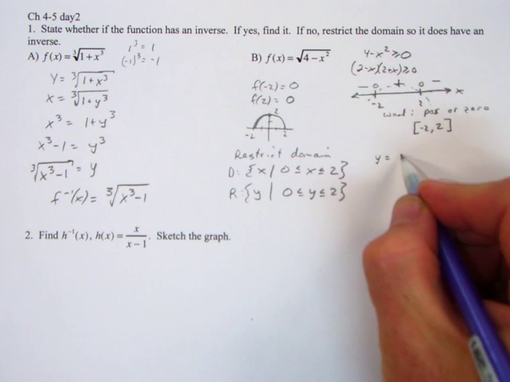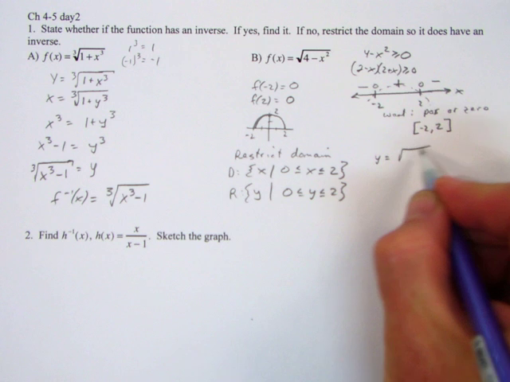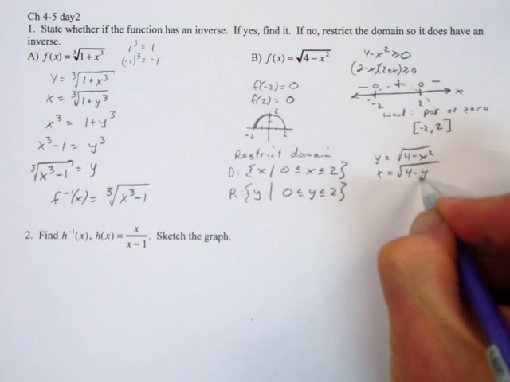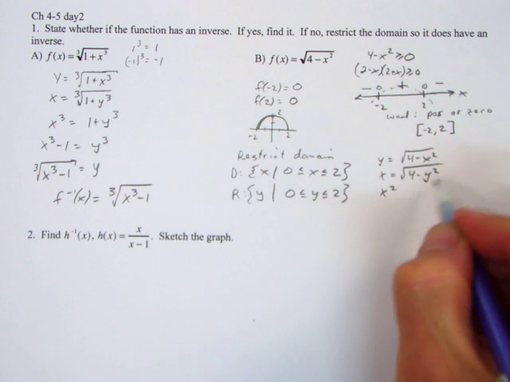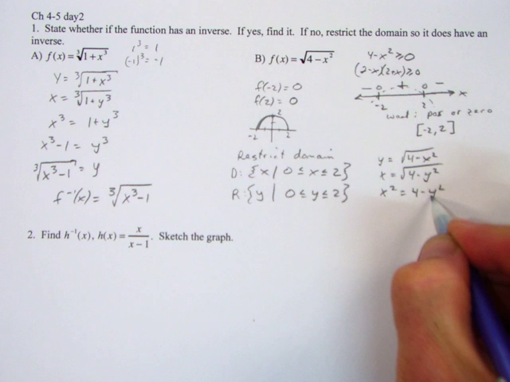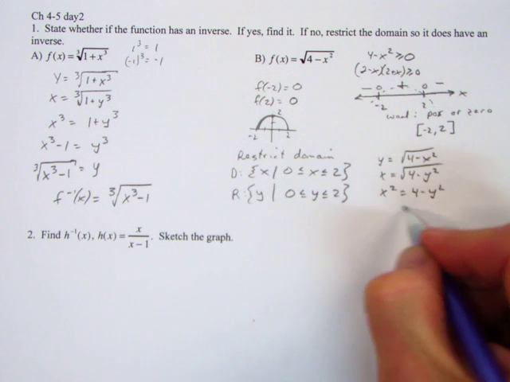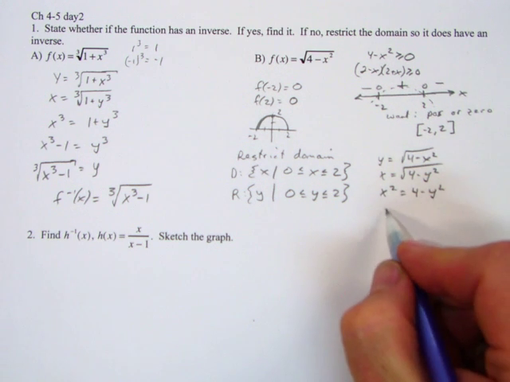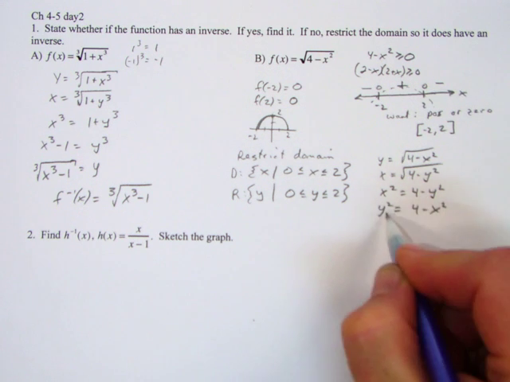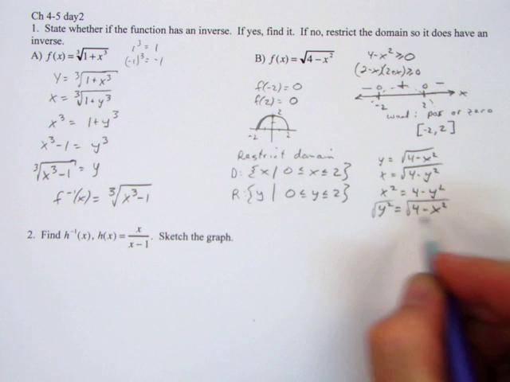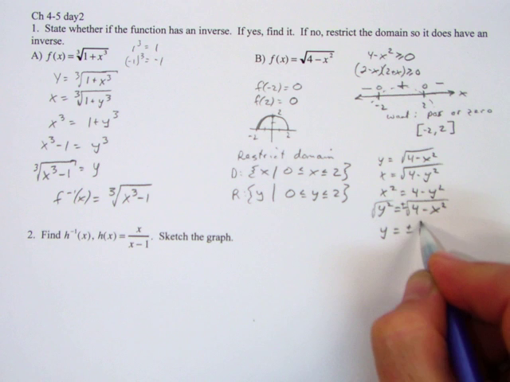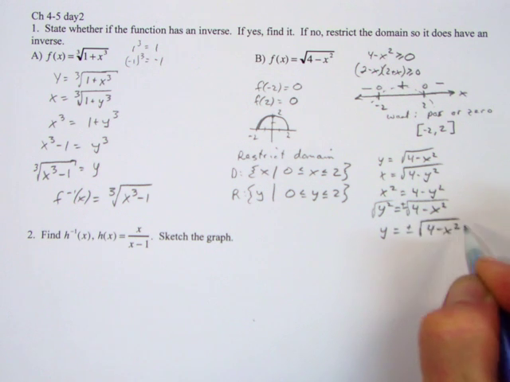And we get y equals square root of 4 minus x squared. Switch: x equals square root of 4 minus y squared. Square both sides. x squared equals 4 minus y squared. Move the y to the left side and the x squared to the right side. So we'll get y squared equals 4 minus x squared. Take the square root, put our plus or minus down. y equals plus or minus square root of 4 minus x squared.